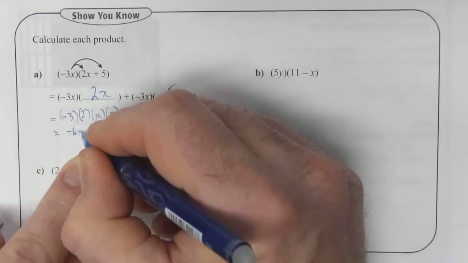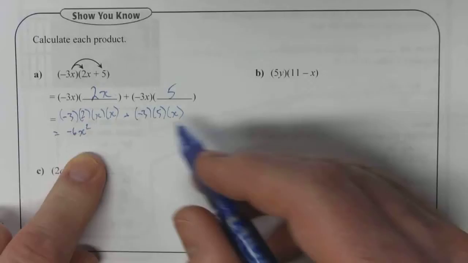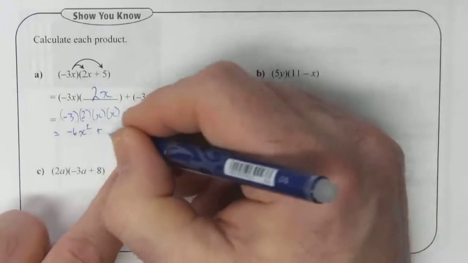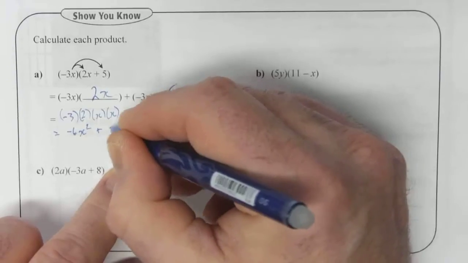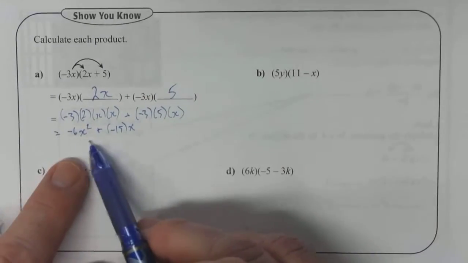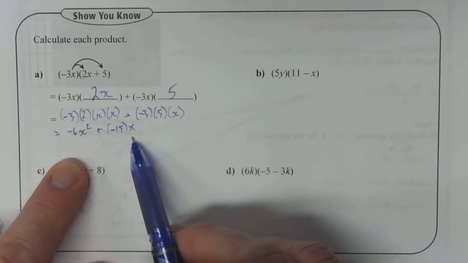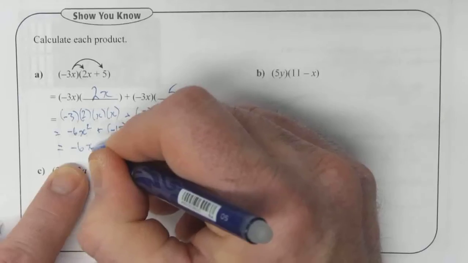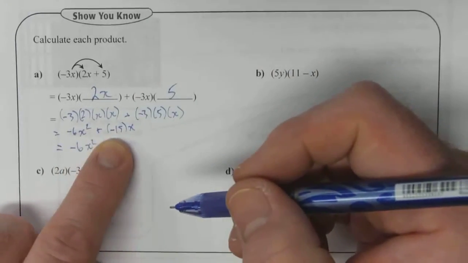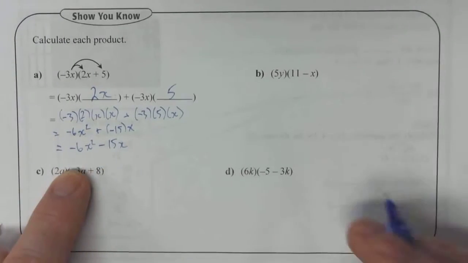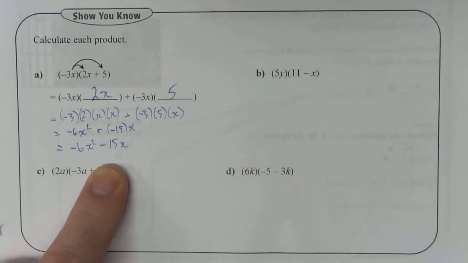x times x is x squared. And we've got an addition. Negative 3 times 5 is negative 15, and an x. So you could leave it this way, but there's a little less writing involved in the actual answer if you change this adding of a negative into just a subtraction. So that's a slightly cleaner answer for you.